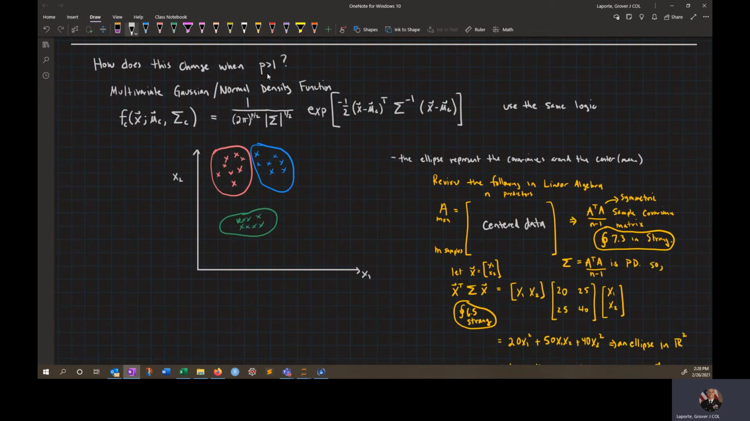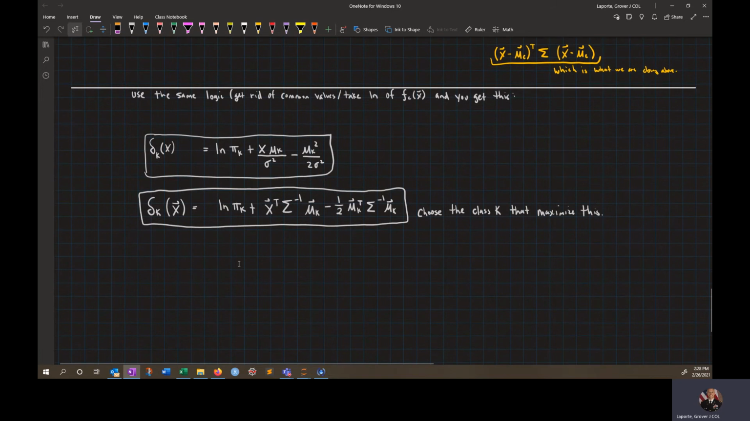And if you do that, you get this multivariate Gaussian distribution, and you get something that looks like this. So use the same logic. You would come out with exactly the same equation. Matter of fact, let's just cover the equation before we go into what the covariance matrix looks like. If you use the same logic, you're going to come up with it.